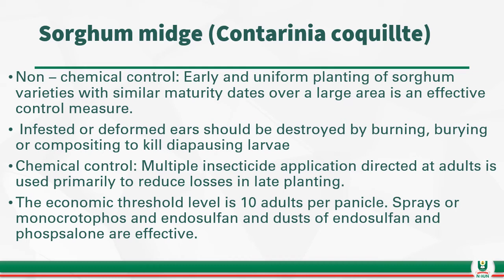You burn it and you burn the larvae with it also, so that you will not have a recurrence of this infestation. And how to control it chemically is by using insecticides as directed. Once you get to your field, you see 10 adults per panicle. You spray them, you spray monophosphorus and endosulfan. You also spray with phosphorus talon. These chemicals are effective for this pest.